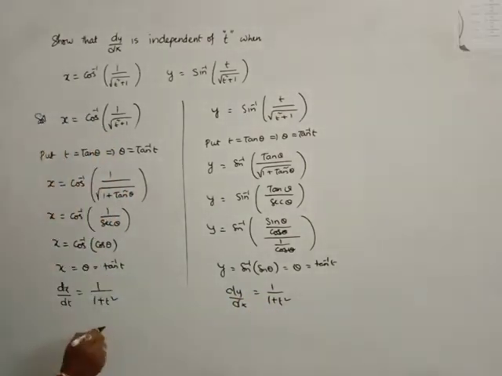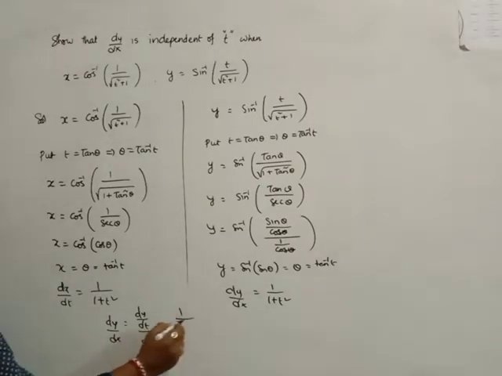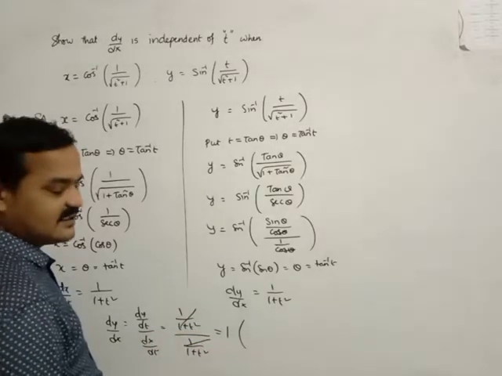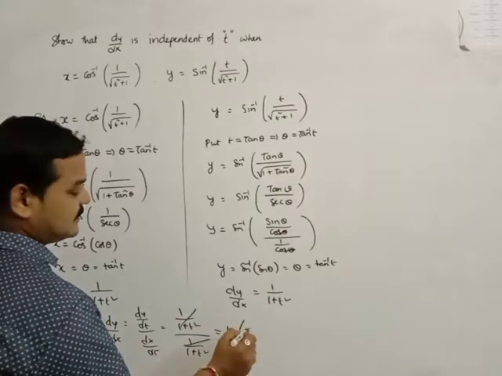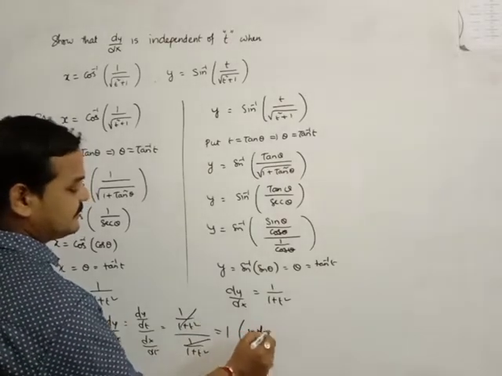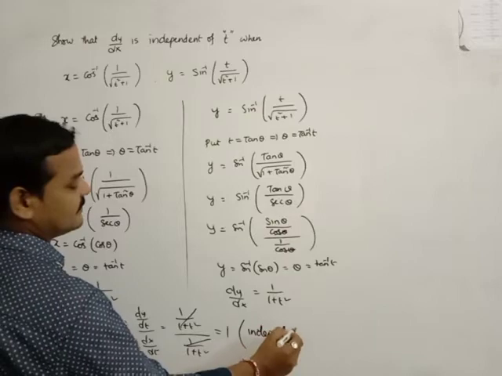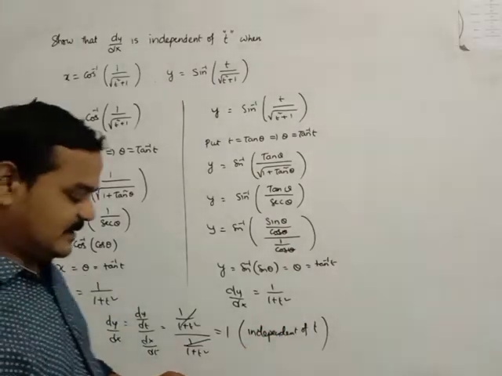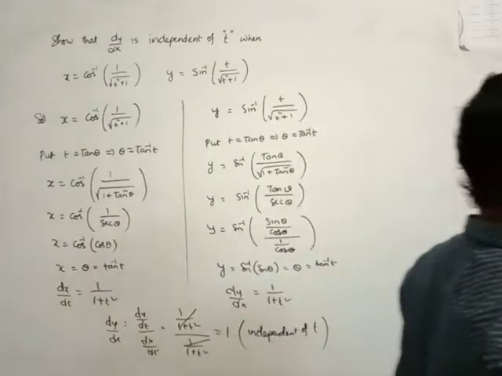Now I need to find dy by dx. That is dy by dt divided by dx by dt. dy by dt is 1 by 1 plus t square. dx by dt is 1 by 1 plus t square. Both cancel, leaving 1. It is a scalar, which does not contain t, so it is independent of t. Very important question also, this is the answer.